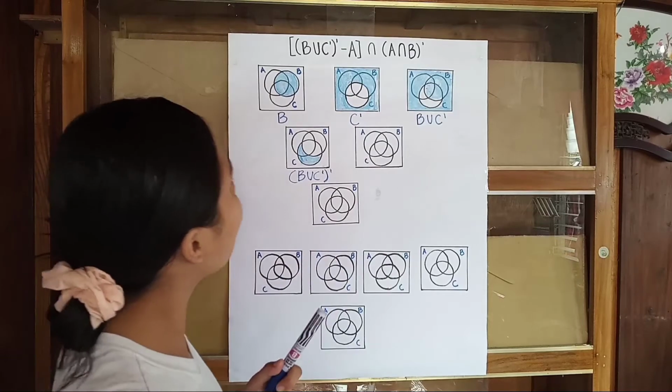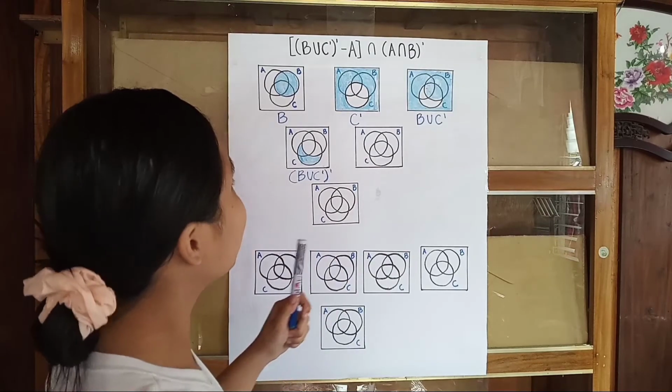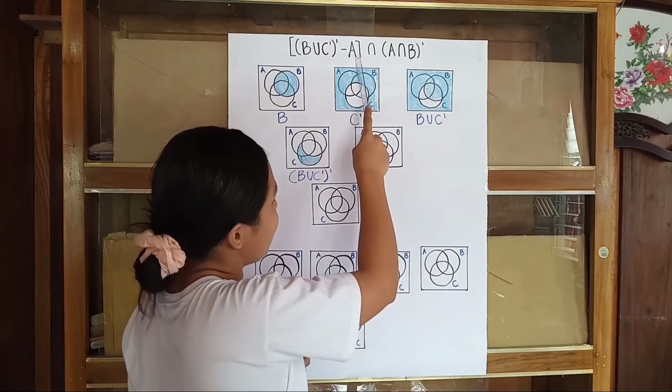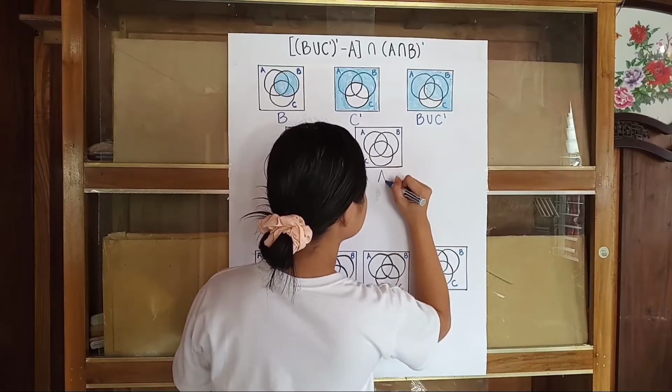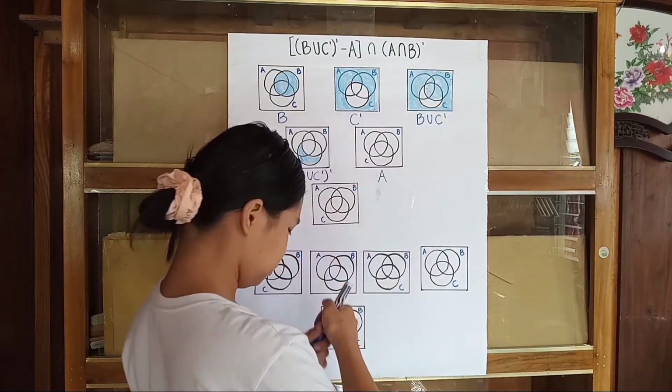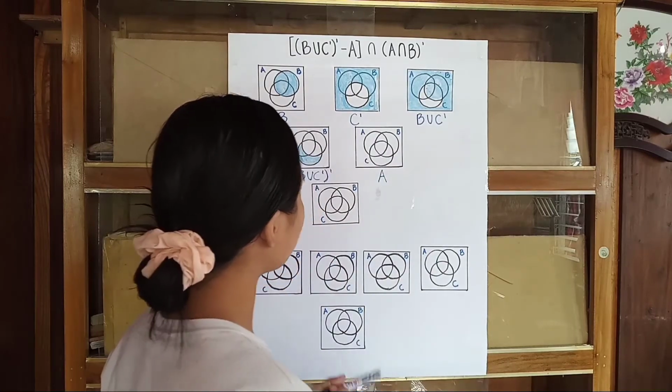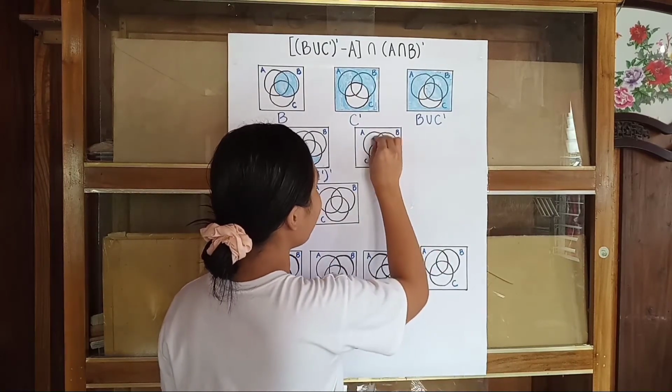Next, we're going to look into A. So we're going to label this one as A. We're going to shade everything that is part of A.